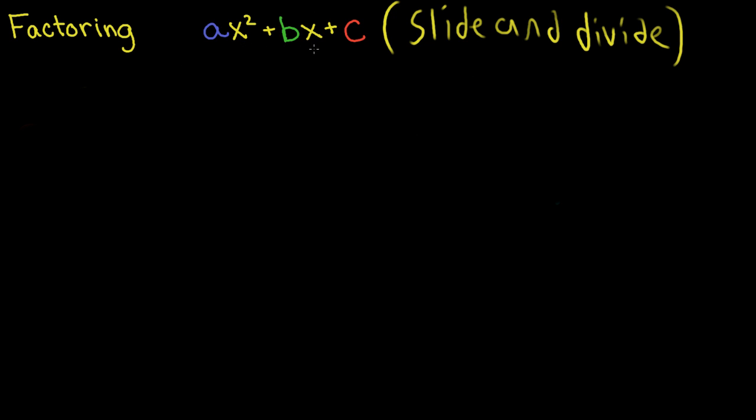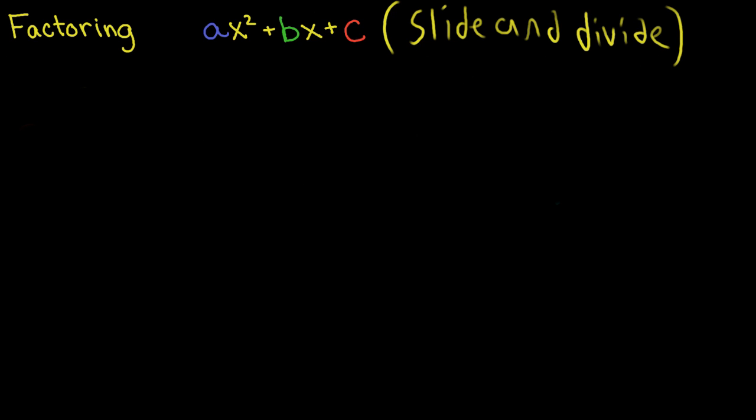Today we're going to be learning how to factor a quadratic expression or polynomial, ax squared plus bx plus c. Before, we only knew how to do this when our leading coefficient, our a term, was equal to 1. After today we're going to be able to do it when it's not equal to 1, and I'm going to show you how. We're going to use something called slide and divide.